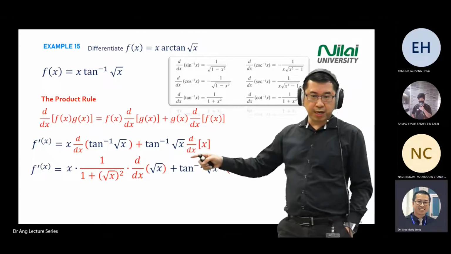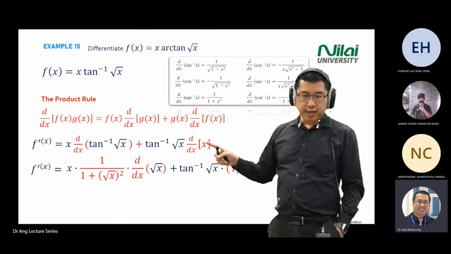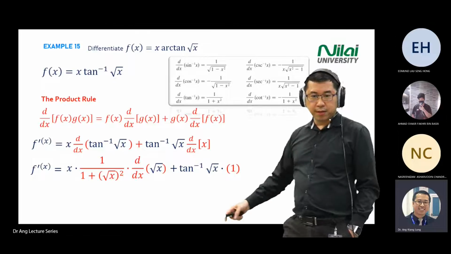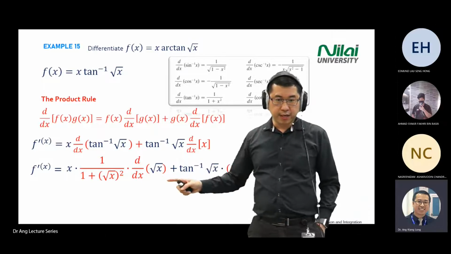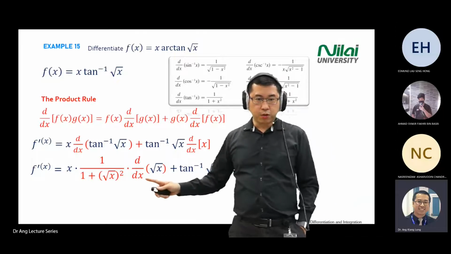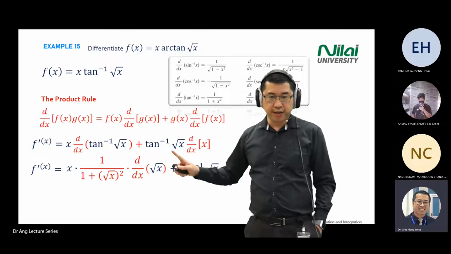Then the next one is this one. You just copy the blue color, because blue color is g(x), it doesn't change. And then this one equals 1, answered by Edmund just now. So the rest is just substitution, and you need to solve this one. Okay, Nizam, what do you get from this component? If you differentiate square root of x, what do you get?